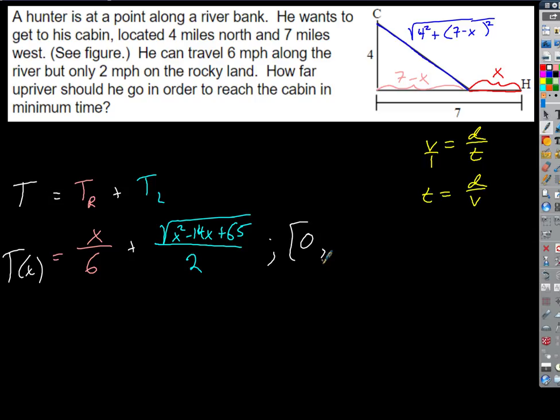What would the biggest value of x that would make any sense be? 7, yeah. He might go all the way down and then head straight for the cabin. He'd be a pretty dumb hunter if he went down like 10 and then backtracked, right? That's clearly going to add time. So we can ignore anything greater than 7 and say that if there's a maximum, it's going to be somewhere in there, right? And now you just do calculus. That's what you guys get to do. Okay? So that gets you going on it.